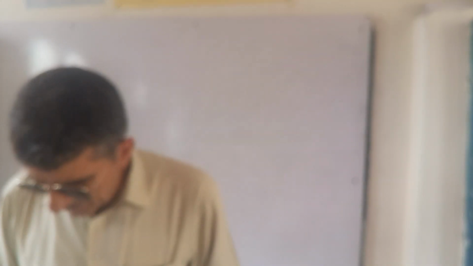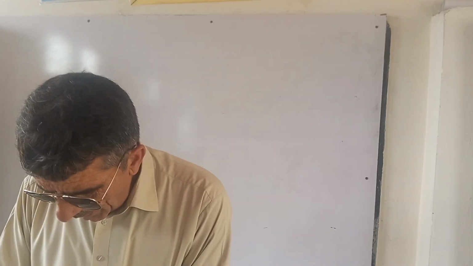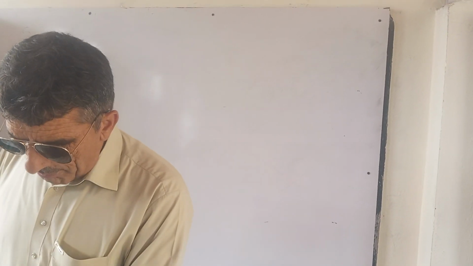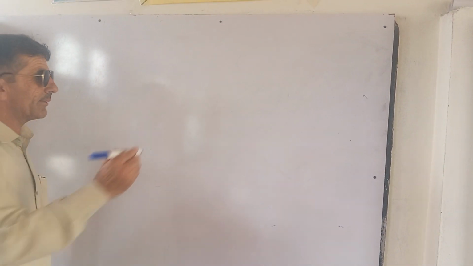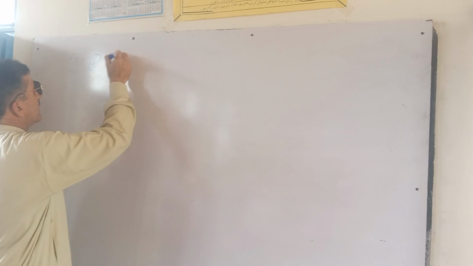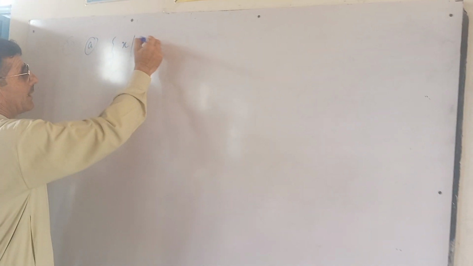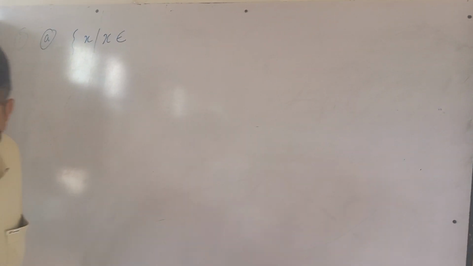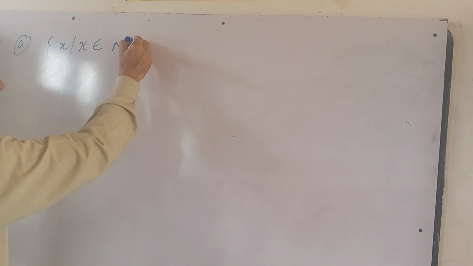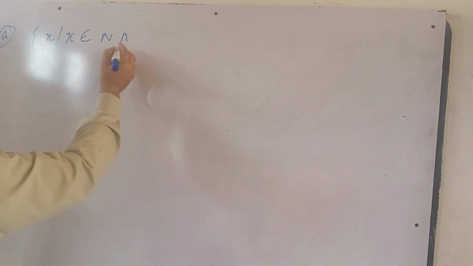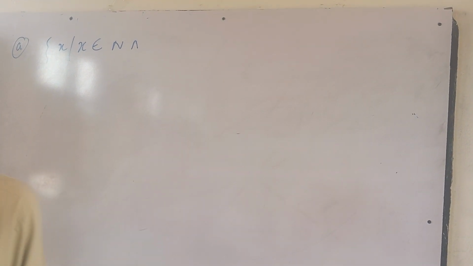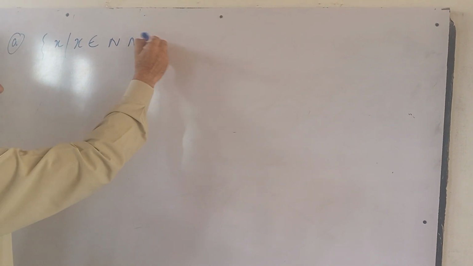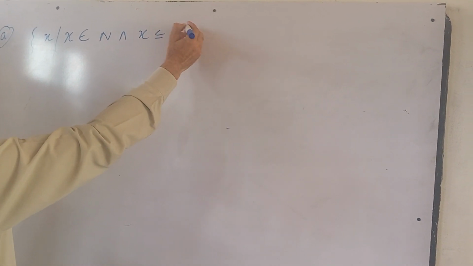Set of even numbers. Question number 2, part A: x such that x belongs to, or is a member of, N. This symbol stands for "and". And x is smaller than or equal to 9.